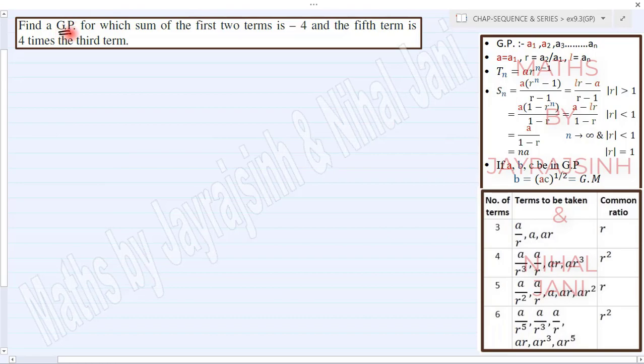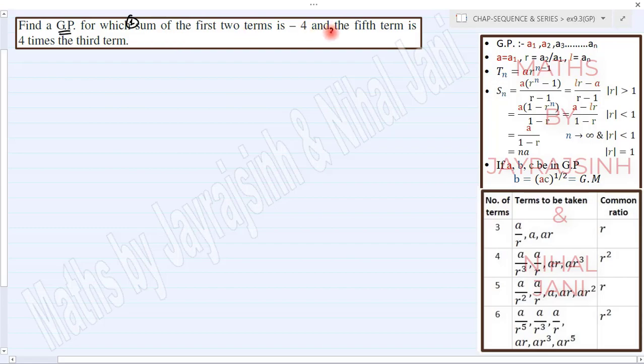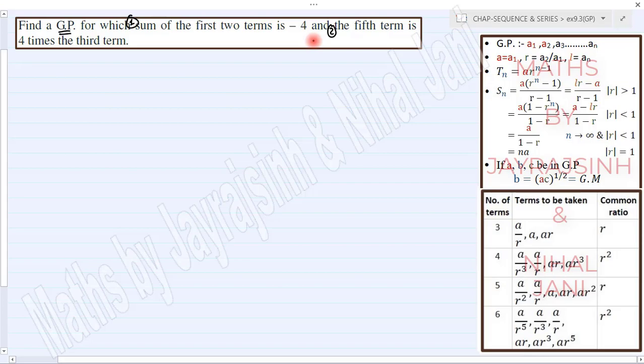Here we have the question of GP. To get the first term and common ratio, we need two conditions, and we have two conditions. The first one is the sum of the first two terms is -4, and the second condition is the fifth term is equal to 4 times the third term.